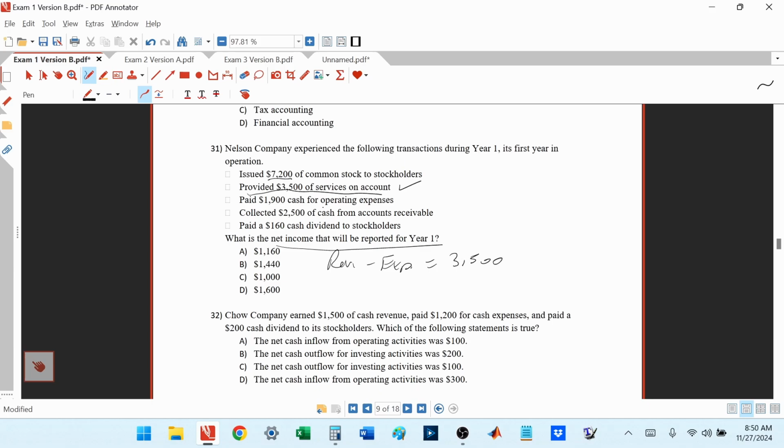Paid $1,900 cash for operating expenses. That's an expense. Collected $2,500 of cash from accounts receivable. That's not a revenue. We did not ship goods or do services. Paid $160 cash dividend to stockholders. That's not an expense. We can't have an expense with our own shareholders. So that's the net income.